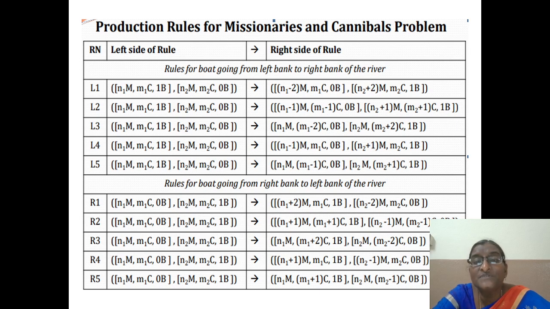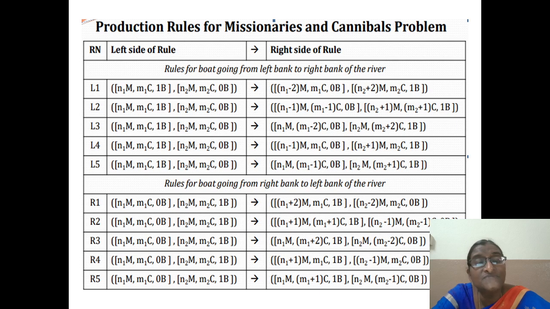So N1 will be reduced by 1 and N2 will be increased by 1. N is representing missionaries count, right? So N1 is left side, it is decreased, and N2 is right side, it is increased. And coming to L5, you can see that one cannibal is moving from the left bank to the right bank. So on the left bank, M1 will be decreased by 1, so M1 becomes M1 minus 1. And on the right bank, M2 becomes M2 plus 1.